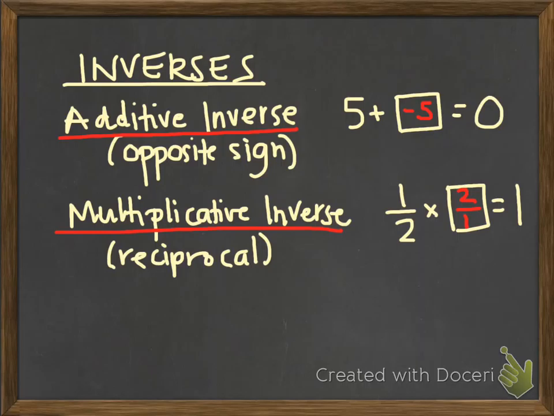So if you have 4/3 or negative 4/3, the multiplicative inverse would be negative 3/4. And if you multiply that, you get negative 12 divided by negative 12, which is positive 1.